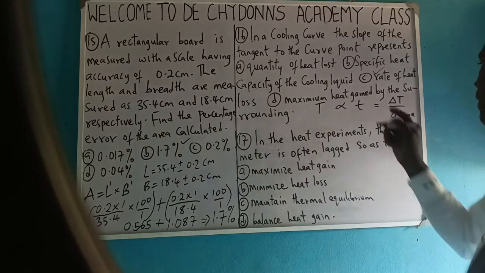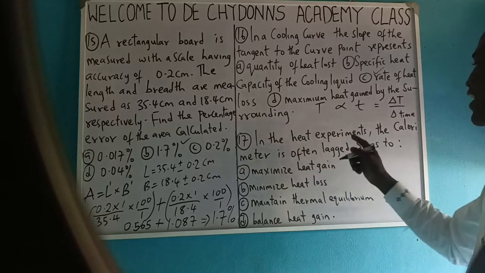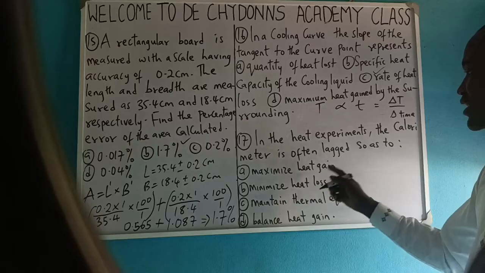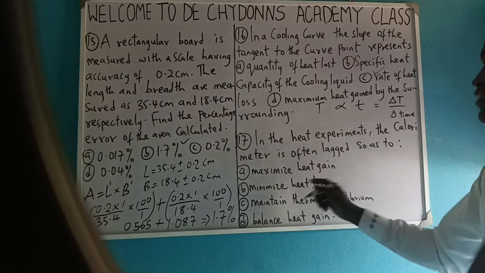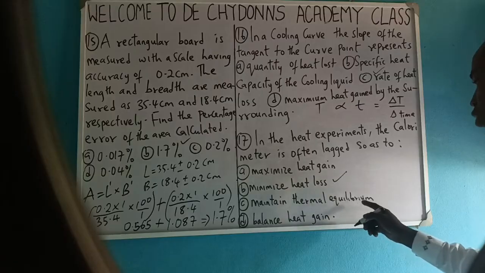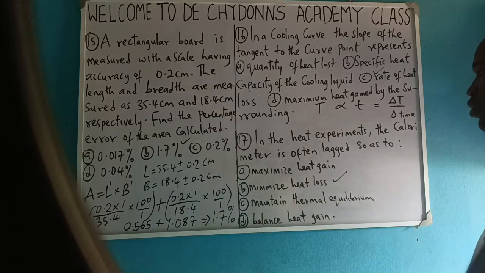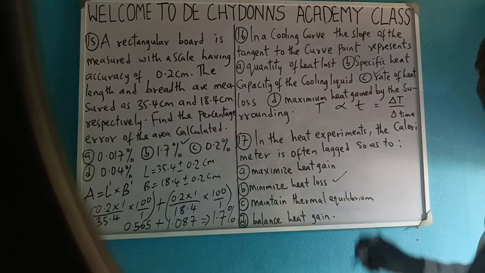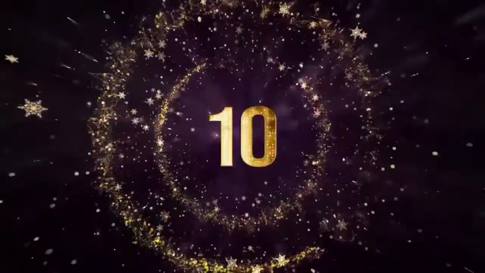In the heat experiment, the calorimeter is often lagged so as to do what? You have the options. Maximize heat gain? No. Minimize heat loss? Maintain thermal equilibrium? No. Balance heat gain? No. It is to minimize heat loss. So that is how to sort this out.